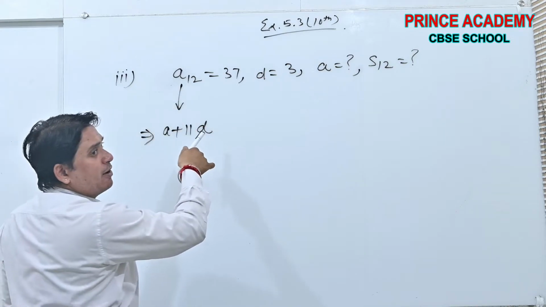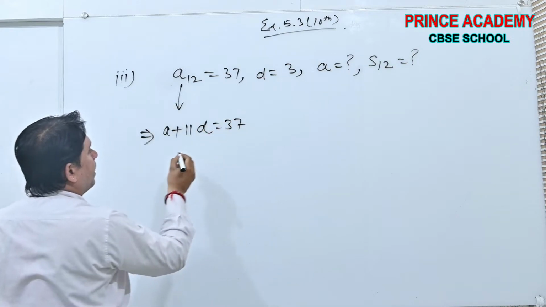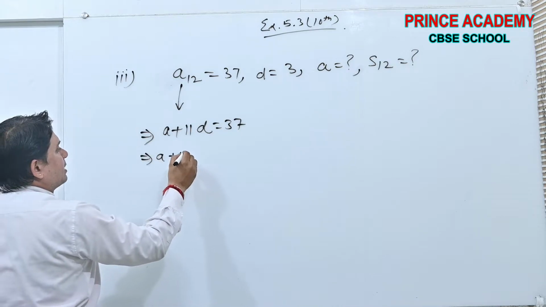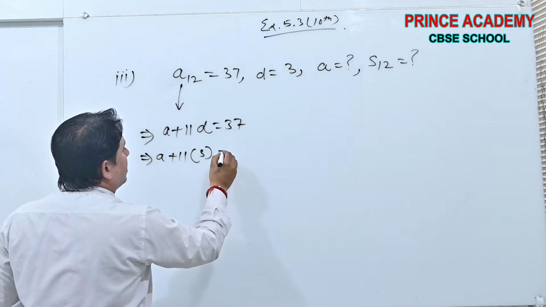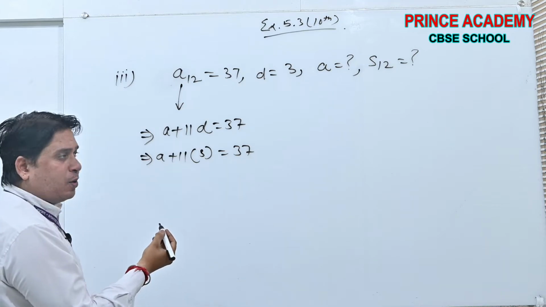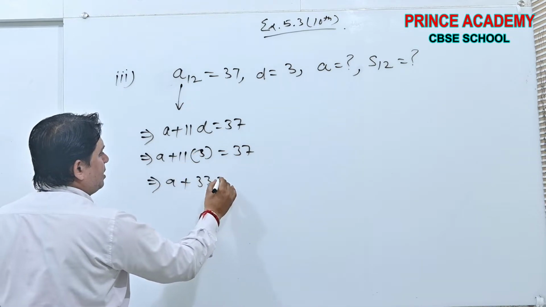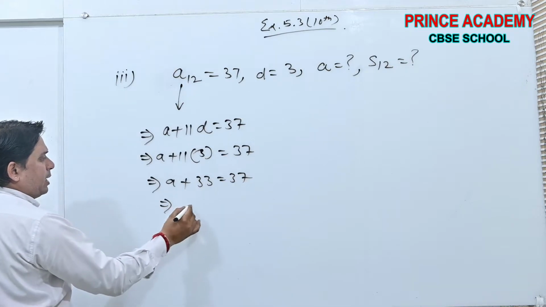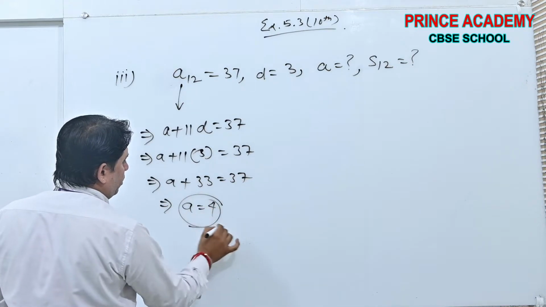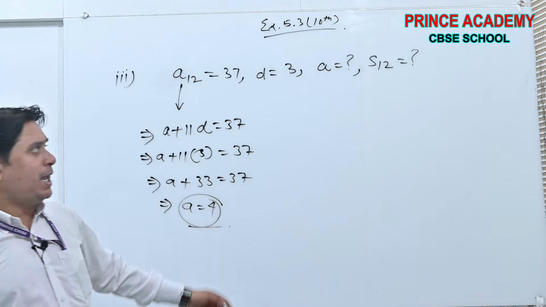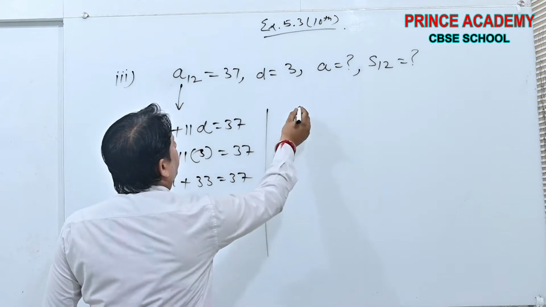a12 is a plus 11d and this is 37. a plus 11 times 3 is equal to 37. Yes or no? If you see, it will be a plus 33 is 37. From here, a will be 4. Yes or no? From here, a will be 4. Now, what we have to find?